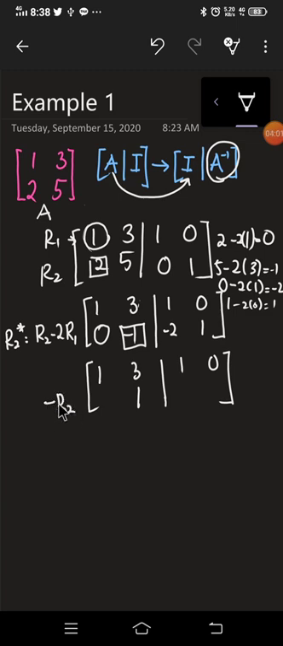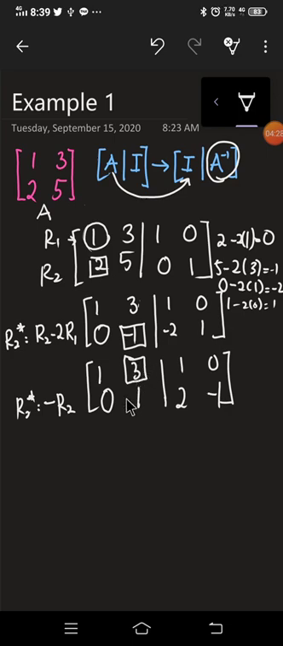So the new R2 is the negative of the previous R2. 0 stays 0. Negative 1 multiplied by negative 1 is 1. Negative 2 multiplied by negative 1 is 2. And 1 multiplied by negative 1 is negative 1. Okay, so we have this part 1, 0, 1. We are left with this value, which is equal to 3.